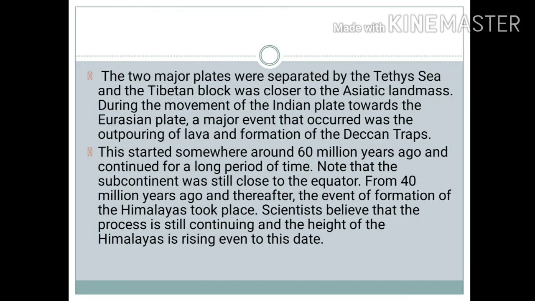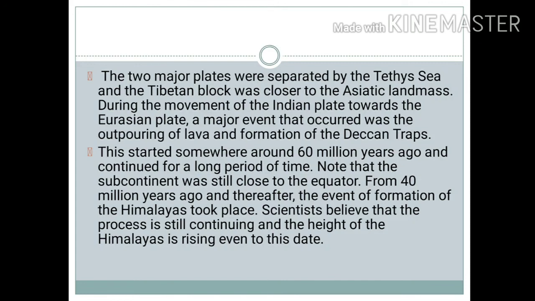During the movement of the Indian plate towards the Eurasian plate, a major event that occurred was the outpouring of lava and the formation of the Deccan Traps. So during the northward journey of the Indian plate, a big event occurred, the outpouring of lava, because of which the Deccan Traps of India were formed. This started somewhere around 60 million years ago, and it continued for a long period of time. Note that the subcontinent was still close to the equator.